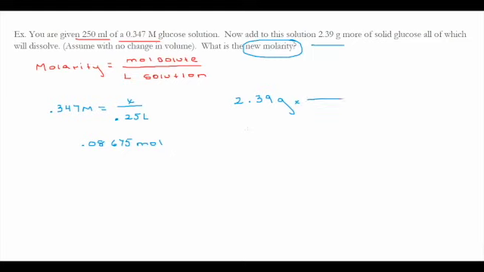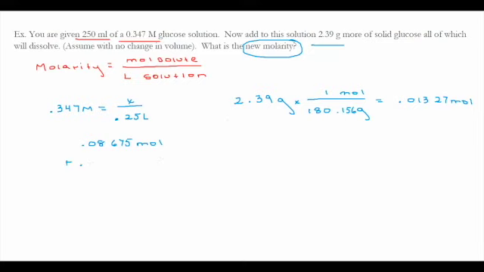To go from grams to moles, I'm going to put 1 mole up top, and I'm going to put the molar mass of sugar, C6H12O6, the glucose, on bottom. So it's going to be 180.156. And so what I find for the total number of moles in 2.39 grams of your solid glucose is 0.01327 moles.